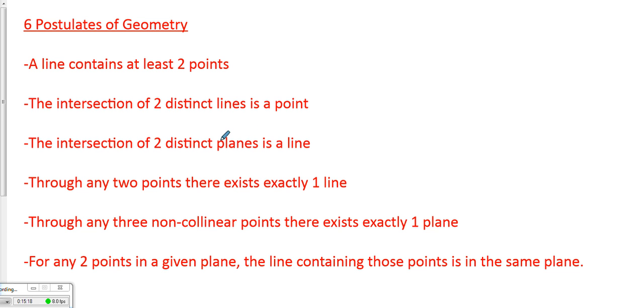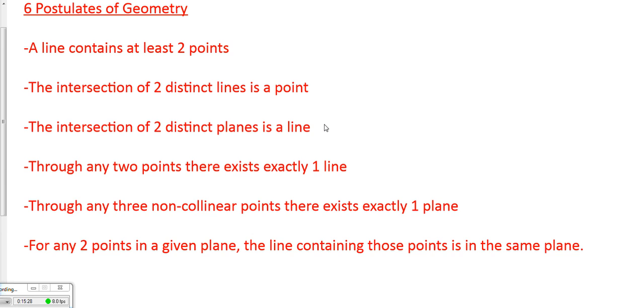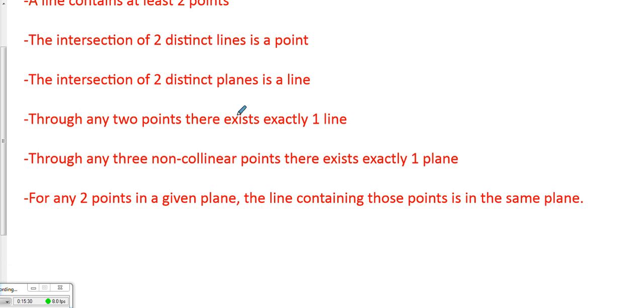The intersection of 2 distinct planes is a line. Again, think of 2 pieces of paper that you put right next to each other, and they touch. The area that they touch, that is considered a line. Through any 2 points, there exists exactly one line. If I have 1 point here and 1 point here, well, there's only one line that I can draw that will go through 2 of them.